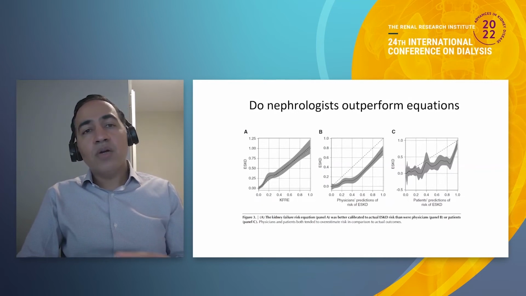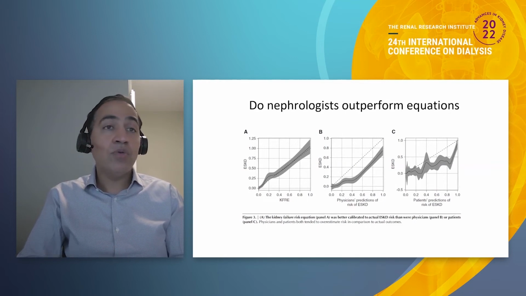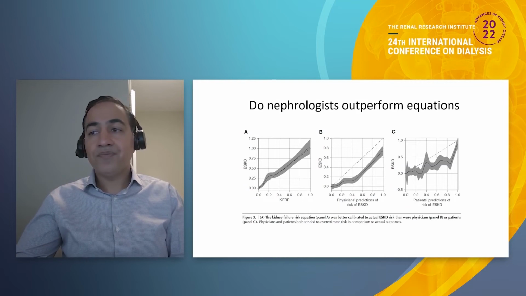So to summarize, risk equations are more accurate than patients or doctors in predicting risk. So I think we have to accept that the data is clear and unequivocal. So the risk equations can help you in your practice. They don't replace you, but they're certainly helpful.